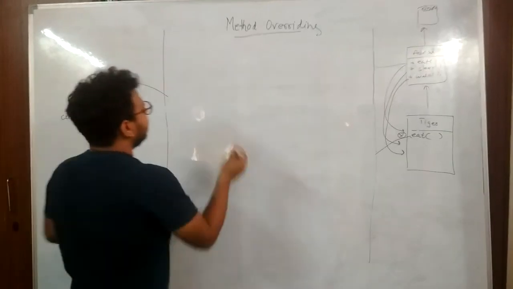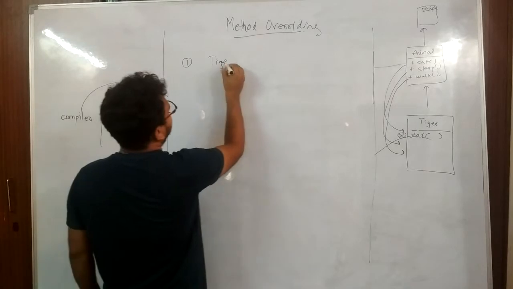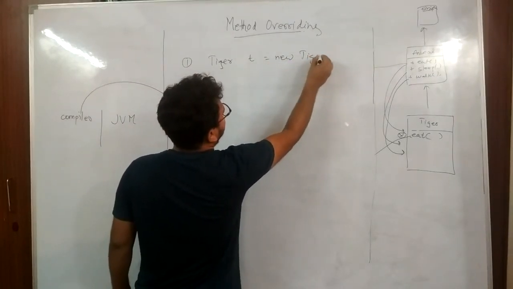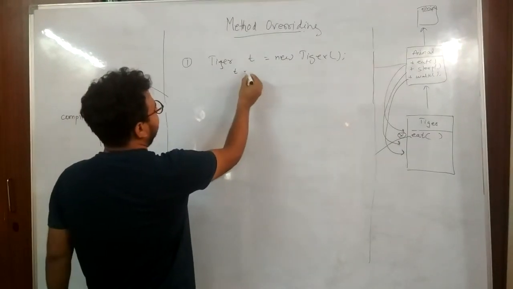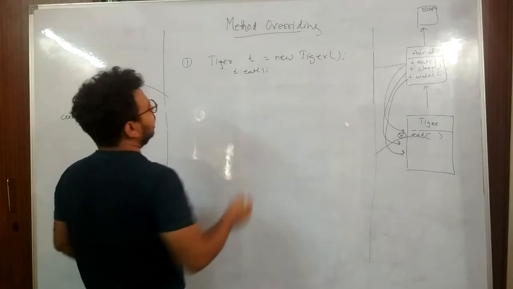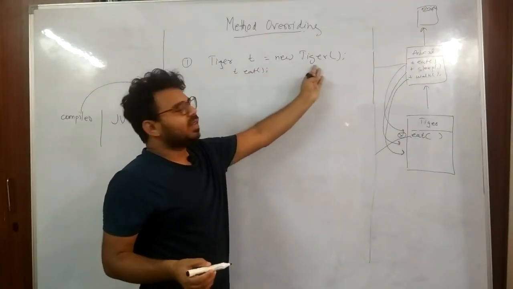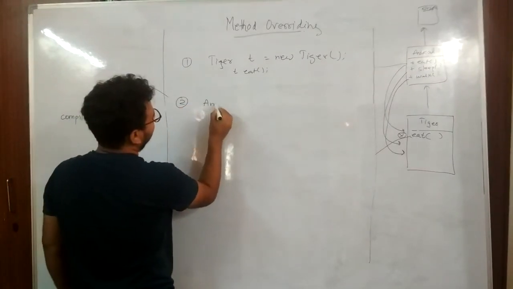And think of some other scenarios. The previous one was, let me write it first, Tiger t is equal to new Tiger. So in this case, when I call t.eat, what happened? The eat method from the Tiger class was called.